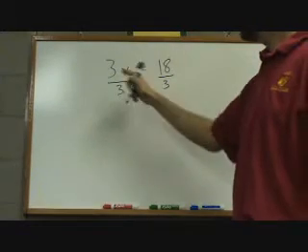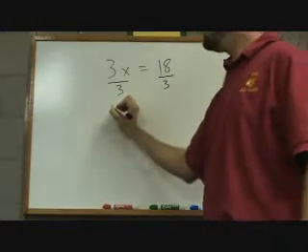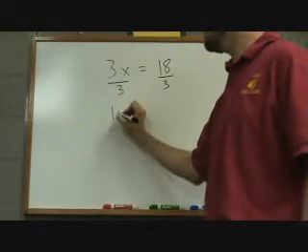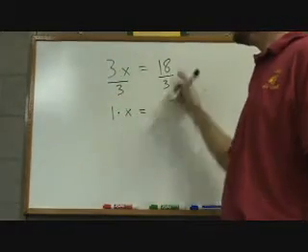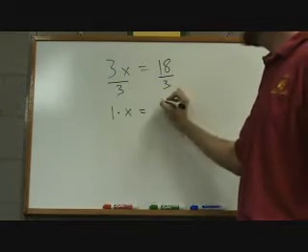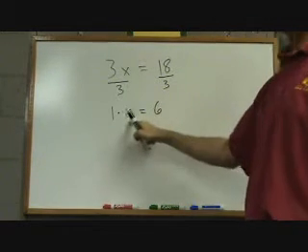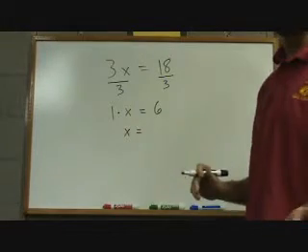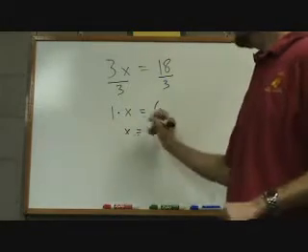If I've divided both sides by 3, 3 divided by 3 is really 1. Right? Any number divided by itself is really 1. So this is really 1 times x equals 18 divided by 3 is 6. But 1 times x is simply x, because 1 times any number is that number.